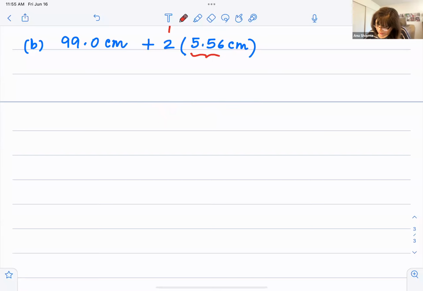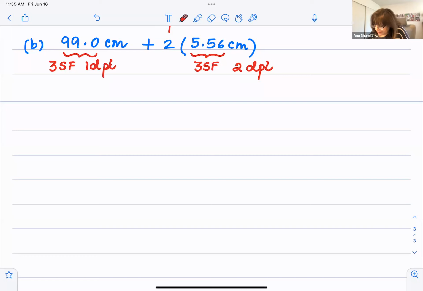This is a total of 3 significant figures and 2 decimal places. So put a note of this. This is 3 significant figures and 1 decimal place. Okay, so let's look at this now.